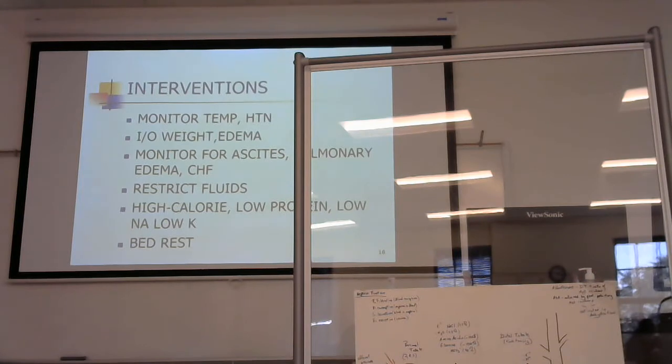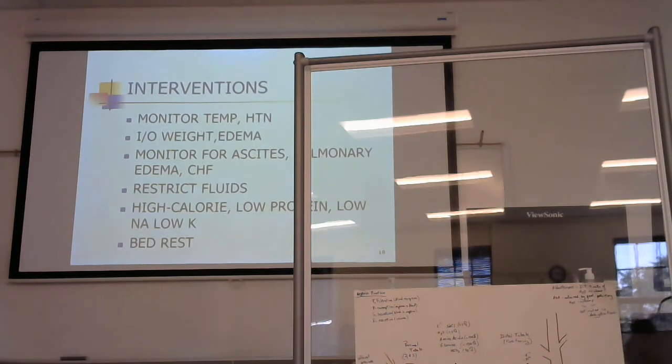Fluid overload, what do we assess for that? I&Os, their daily weights, we look at their edema. We want to see it going from +4 down to +2, down to +1, gone. If we have a +2 and the next day it's a +3, we're doing something wrong. It's getting worse. Our outcome is for it to get better.